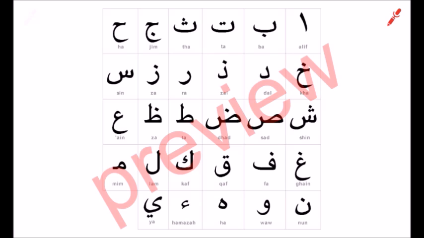This is a beginner class for Arabic alphabet. As you can see, the Arabic alphabet starts from right to left, consists of 29 letters, and for your convenience there is transliteration provided at the bottom of each letter.